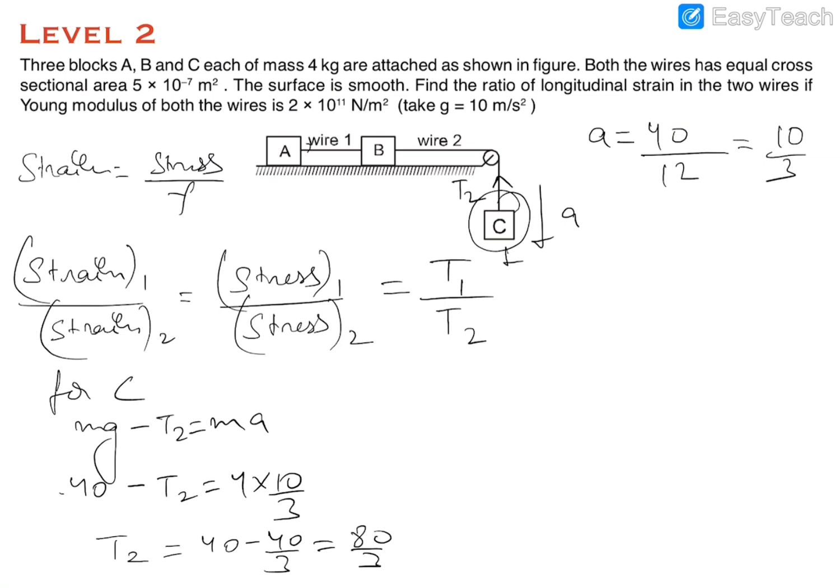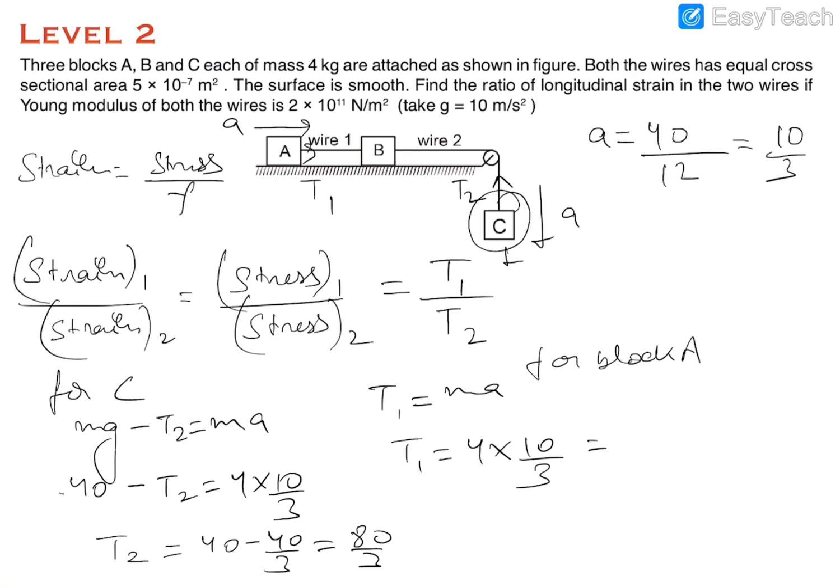Now T1, this is T1, and the acceleration of block A is also same, a, so T1 will be equal to ma. I am writing it for block A. Now T1 is m into a. m is 4 and a is 10 by 3. So T1 will be 40 by 3.